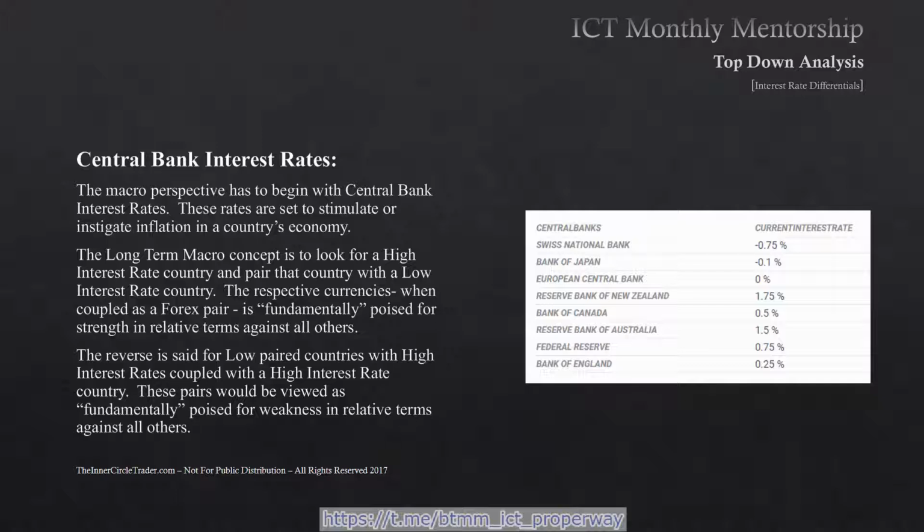And obviously the low end would be the Bank of Japan, the Swiss Bank and the European Central Bank at 0. We're going to go through this in 2 passes. In other words, we're going to find 2 trading examples on a higher time frame basis using interest rate differentials, starting with the interest rates that are pegged at the central bank level.